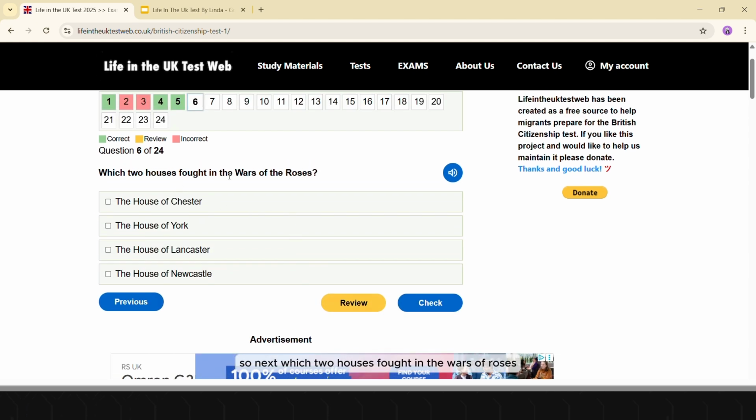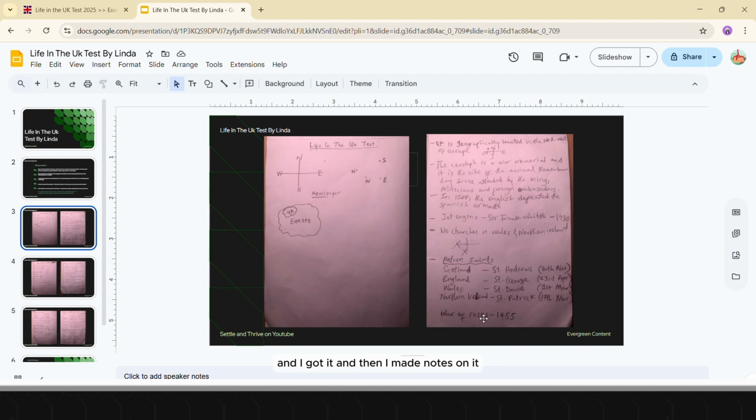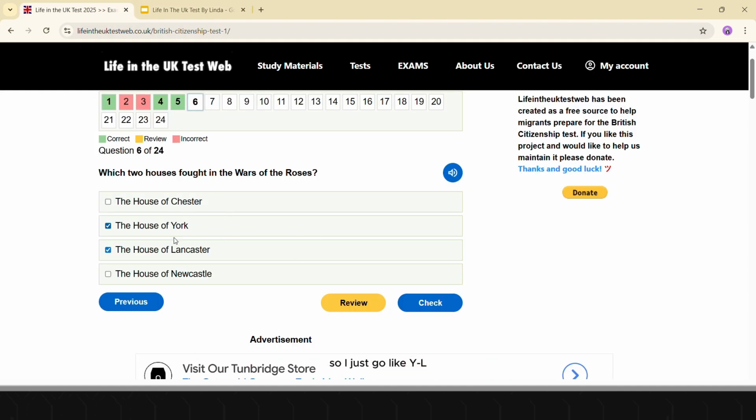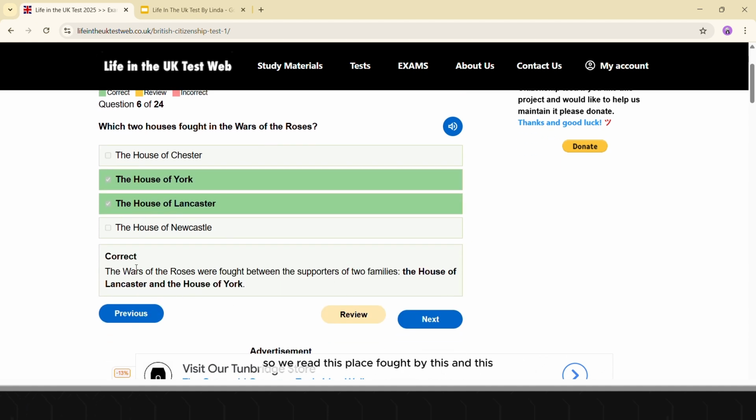So next, which two are found in the Wars of the Roses? When I saw this question at first, I didn't know the answer, but I picked these two. I remember picking these two at first and I got it. Okay, I didn't make notes because I got it the first time. But this was the date. I got it the first time, so I just go like, why, hell? There was nothing I had in my brain to help me know it, but that's just it. So we read this place fought by this and this. As far as you can pick wrong answers, then you check it so that you know.